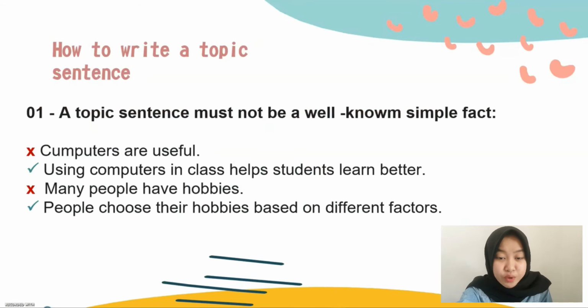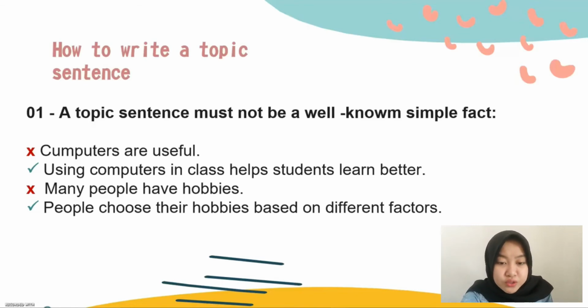Now let's see how we can write a good topic sentence. There are 3 points to keep in mind when it comes to writing a good topic sentence. The first one is the fact that a topic sentence must not be a well-known simple fact. So a topic sentence cannot be a well-known simple fact. What do I mean by that? Let's have a look at the examples.